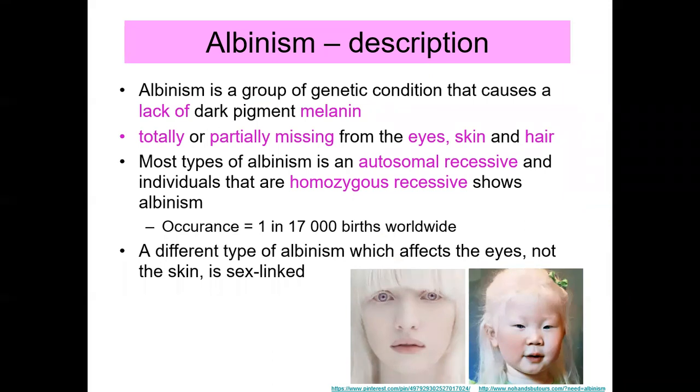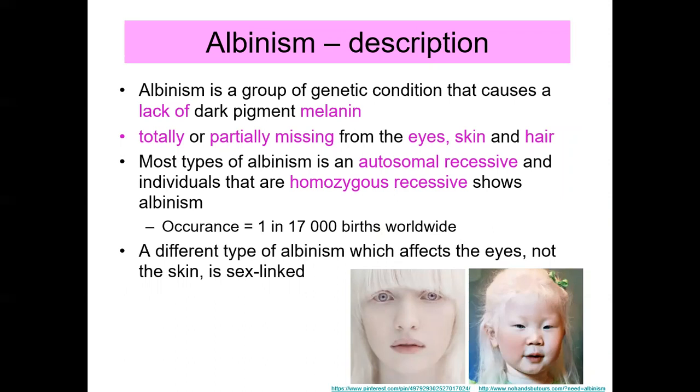Most types of albinism are autosomal recessive, and individuals that are homozygous recessive will show albinism. Therefore albinism is not so common, because you need the 2 recessive alleles to be there in order to show the phenotype, and it's not easy to get 2 recessive alleles to come together. The occurrence is only 1 in 17,000 births worldwide.